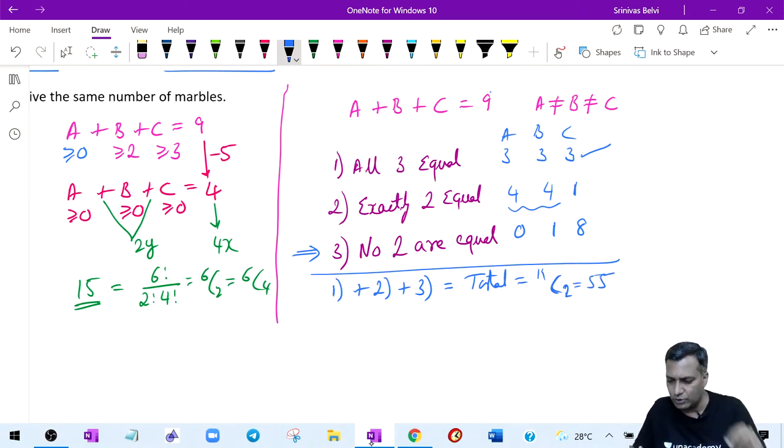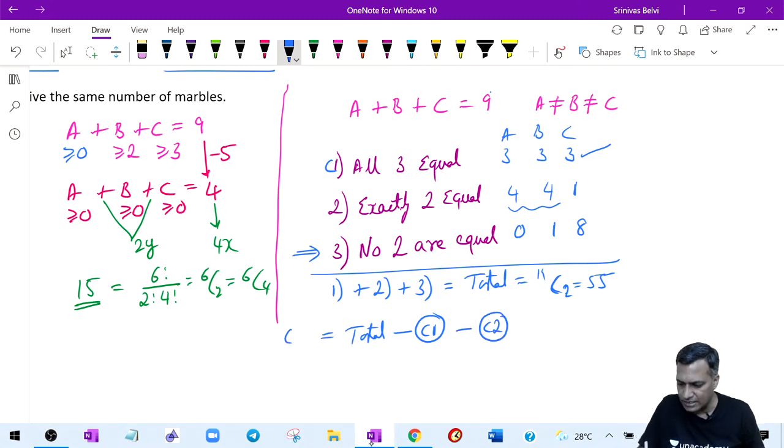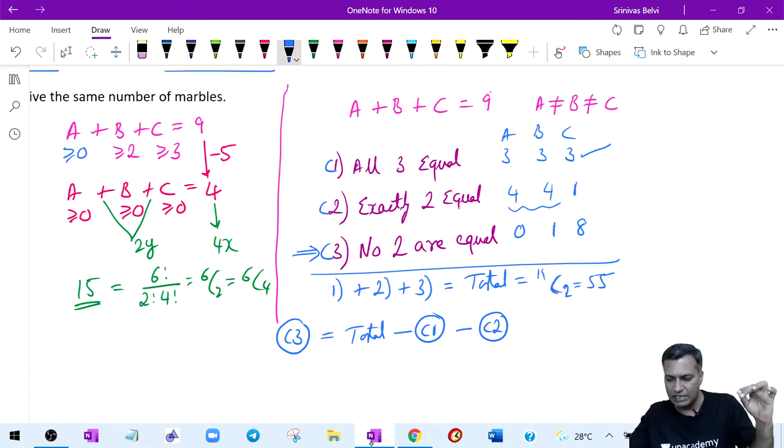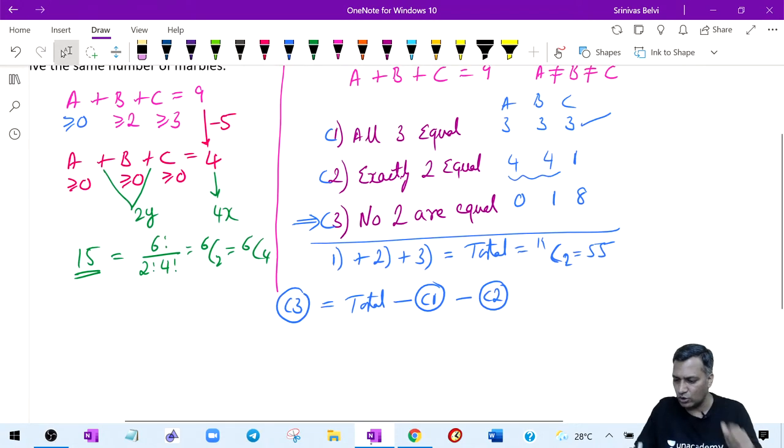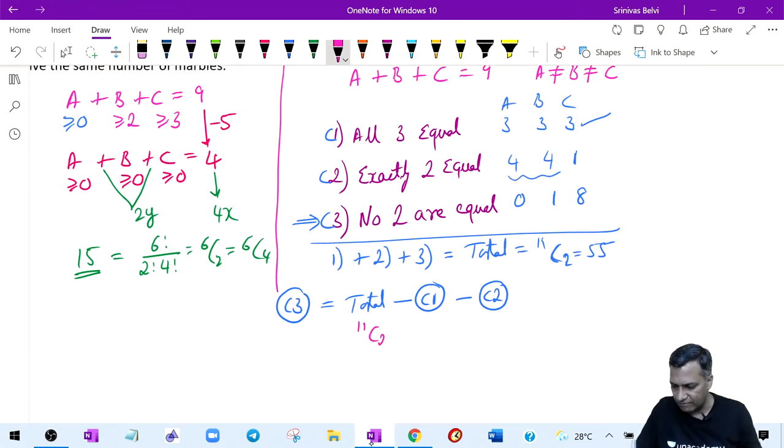So therefore, the best way to deal with this question is what? Total minus answer to case 1 minus answer to case 2 gives me the answer to case 3, because case 3 is what I'm expecting. So the best way to deal with this particular question when the numbers get larger is total minus case 1 minus case 2. I don't think I have to explain the total to you. Total, we are all comfortable. This is 11C2.